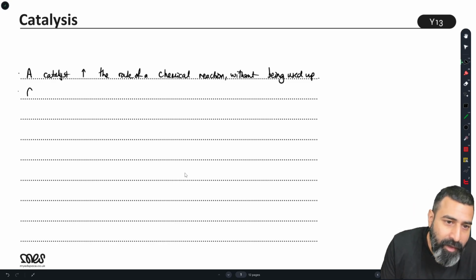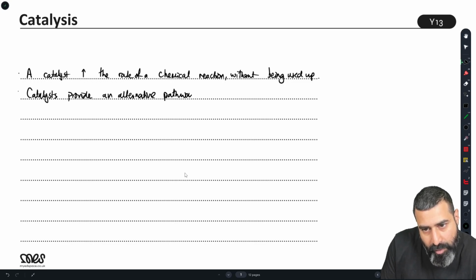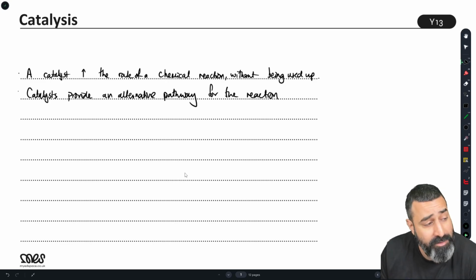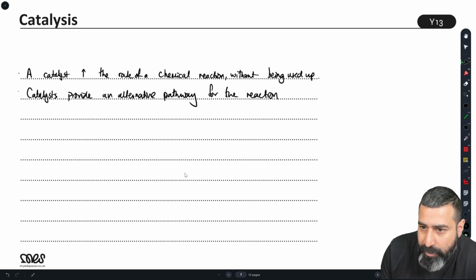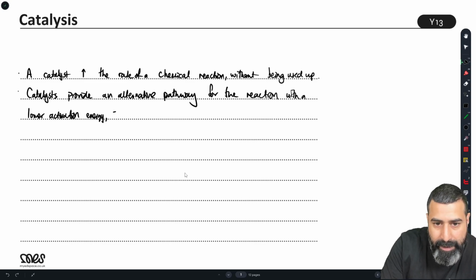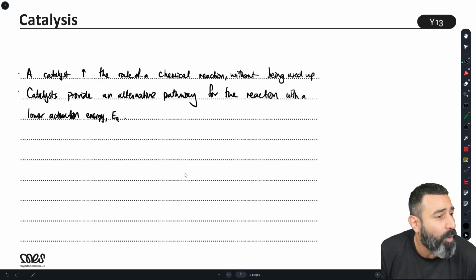Well, catalysts provide an alternative pathway for the reaction, and this alternative route has a lower activation energy. Okay, so catalysts provide an alternative pathway for the reaction with a lower activation energy, which we are going to call EA. Capital E for energy, subscript lowercase a for activation.